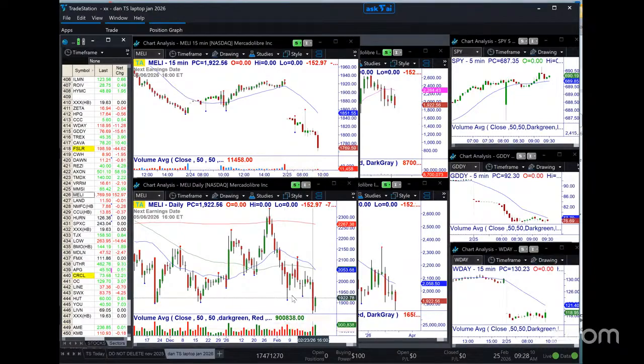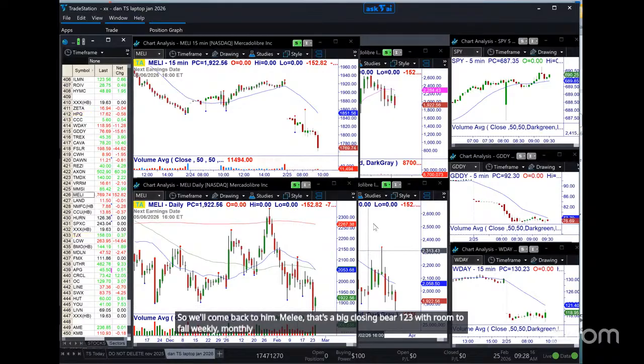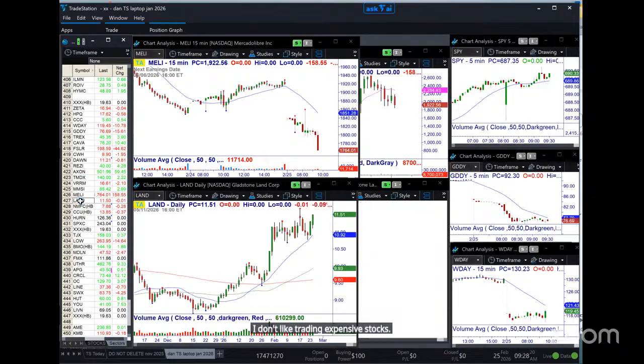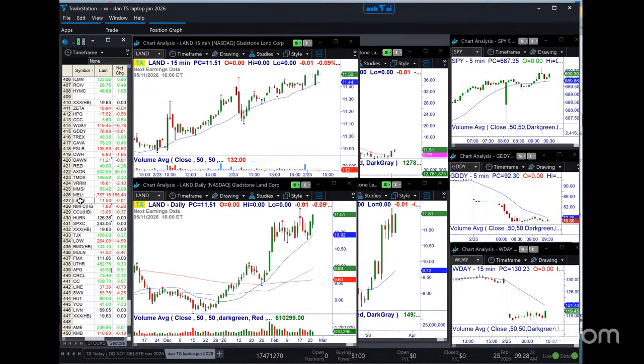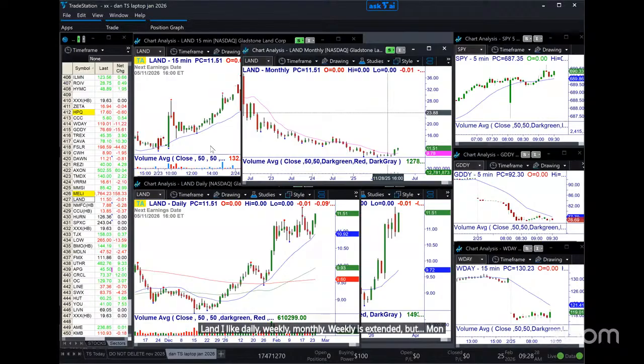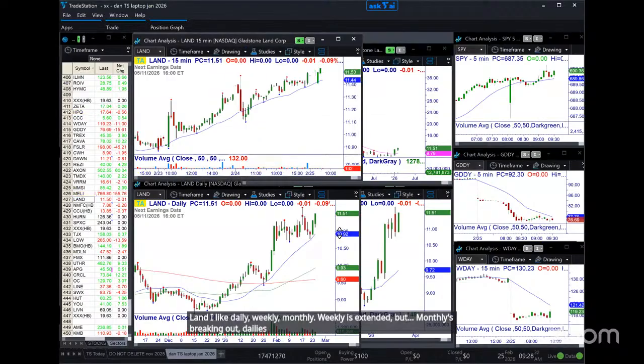Mealy, that's a bad closing. Bear 123 with room to fall. Weekly, monthly with 1780. I don't like trading expensive stocks. Spreads are bad. Land I like. Daily, weekly, monthly. Weekly's extended, but monthly's breaking out. Daily it's rested. So that's interesting.